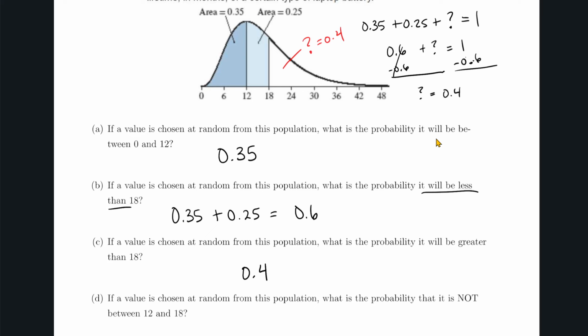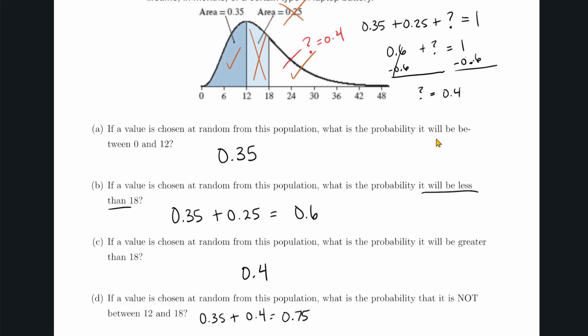So when they said not between 12 and 18, that tells us the 12 to 18 region's out, so we don't want the 0.25. But that's the only region we're excluding. We're okay with the 0 to 12, which is 0.35. We're okay with the 18 to 48, which is 0.4. So the regions that we're okay with are the 0.35 plus the 0.4, and we'll get 0.75. And this would be what I call the direct way of solving the problem. We're figuring out what we want, finding those probabilities, and adding them together.